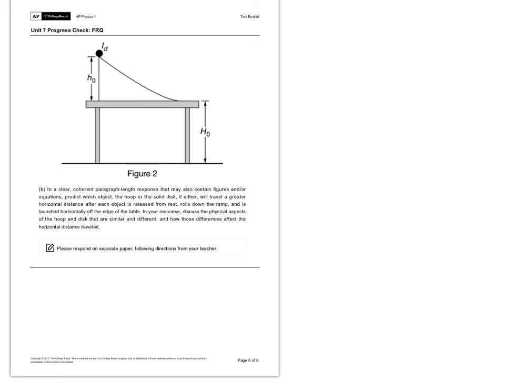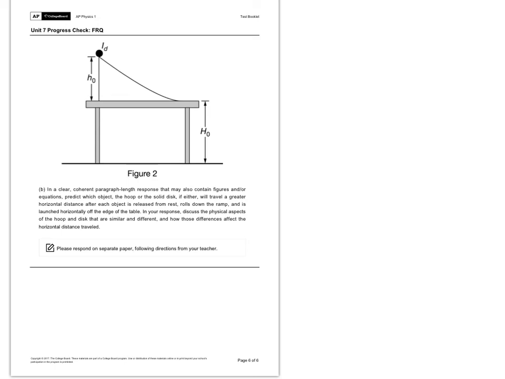Discuss the physical aspects of the hoop and disc that are similar and different, and how those differences affect the horizontal distance traveled. So this will look for 4 main things. 5-point paragraph. 1 point is, as usual, for a clear, coherent, relevant, consistent argument that follows the paragraph guidelines for the College Board. So really just write a paragraph that somewhat addresses the question. You should be able to at least get that 1 point. I'm going to go through what each of the 4 points that they're looking for are, and then I'll explain what a good response would be.